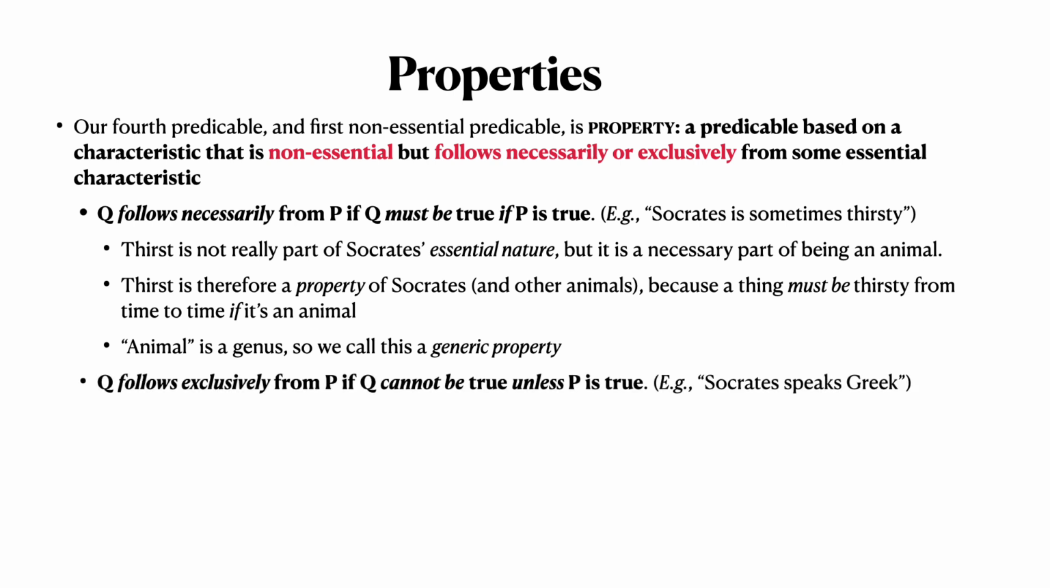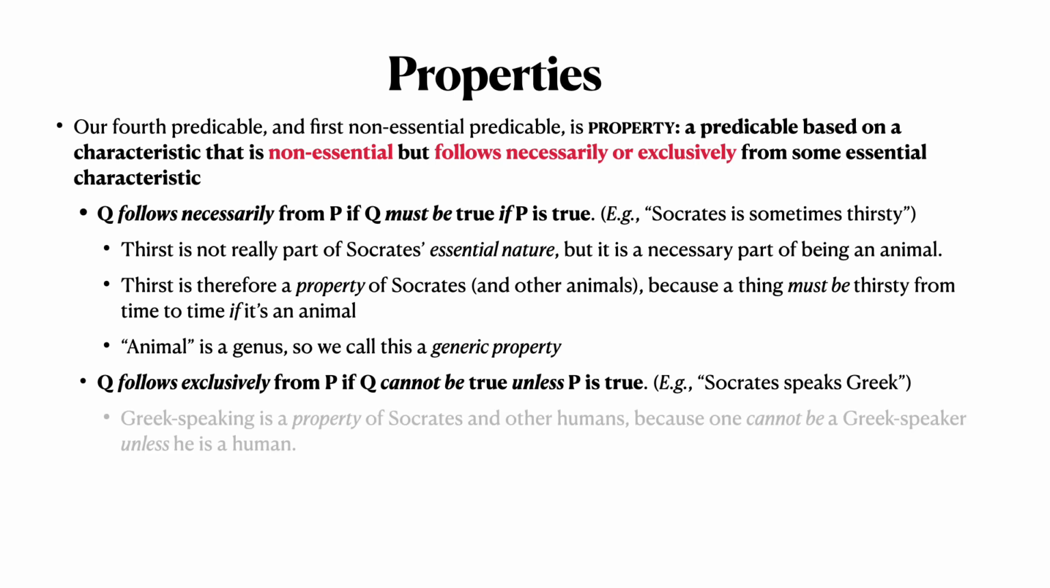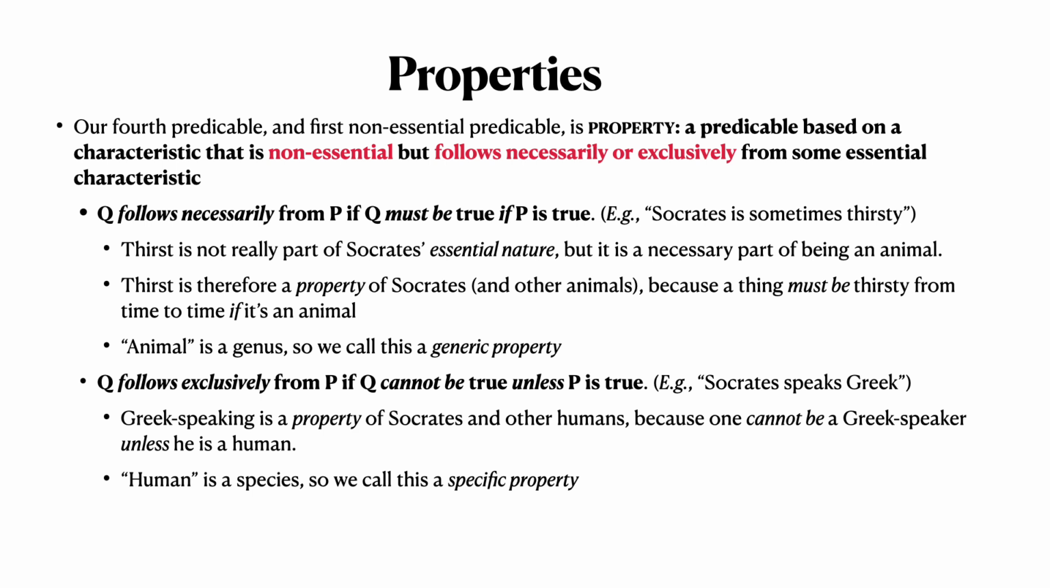Well, what about something following exclusively? We say that Q follows exclusively from P if Q cannot be true unless P is true. For example, Socrates speaks Greek. Well, Greek speaking is a property of Socrates and other humans because you can't be a Greek speaker unless you're a human, right? Now, it's obviously not essential. There's lots of humans who can't speak Greek. It's not essential to being human. But if you speak Greek, you're definitely a human. And so, since human is a species, we call this a specific property.